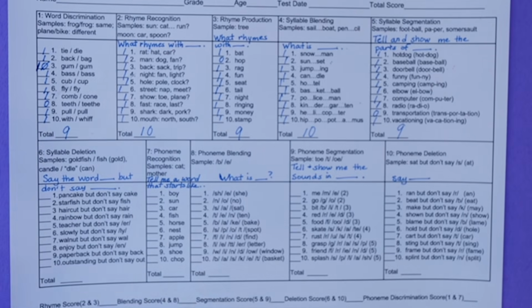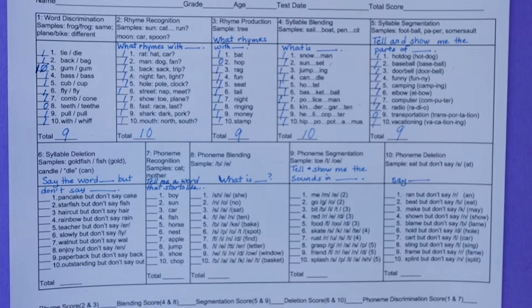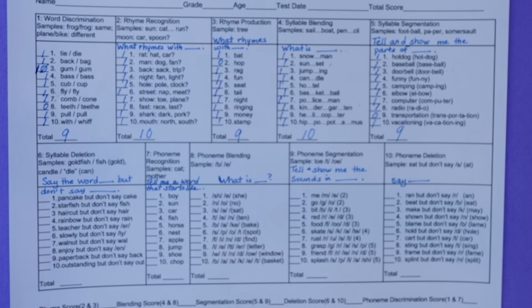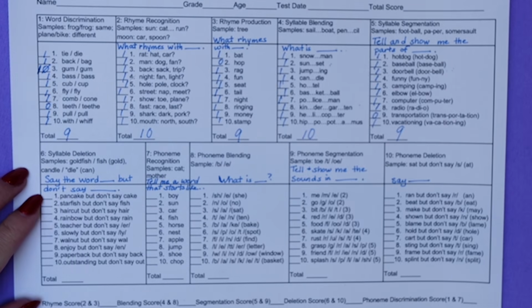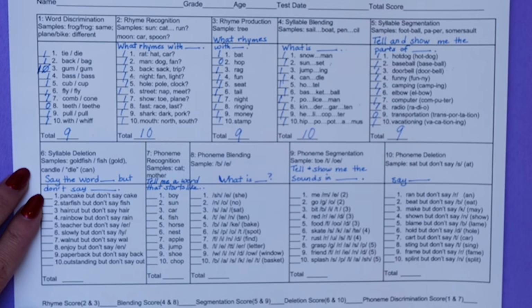If they cannot get one of these right, you discontinue this section. Here is a different one. The word turkey has two parts. The first part is tur, and the second part is key. If I say turkey, but don't say tur, it would be key. Now you do one. Say the word candle. Candle. Now say the word candle, but don't say dull. Can. Excellent.